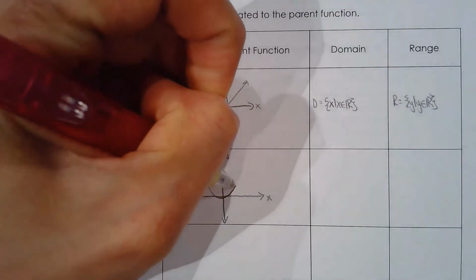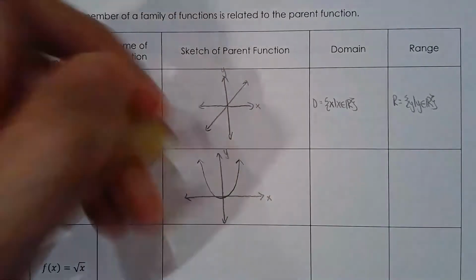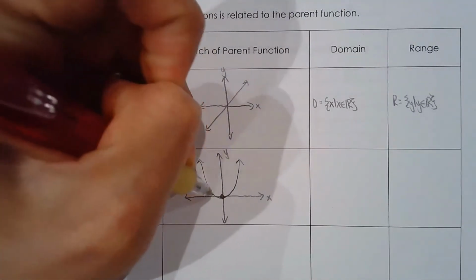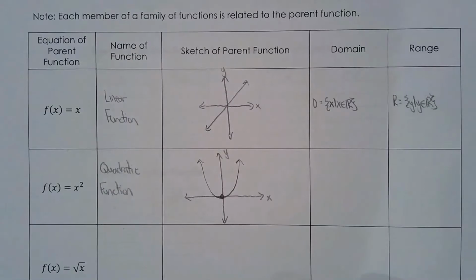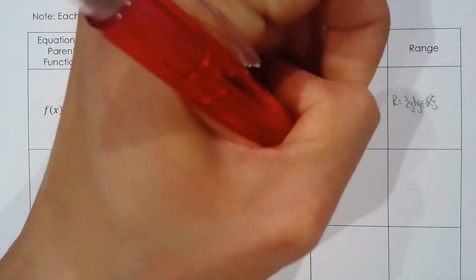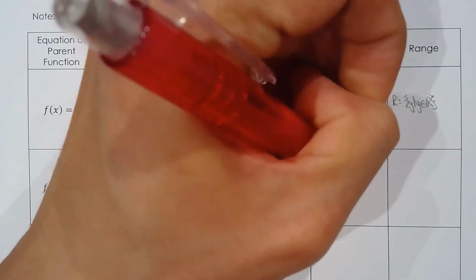Oh, that was not very pretty. That's good enough. So the domain here is all real numbers, and the range is any value greater than or equal to 0.